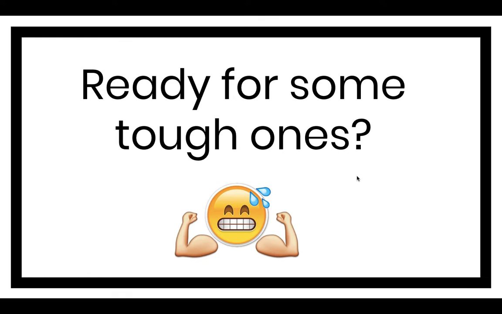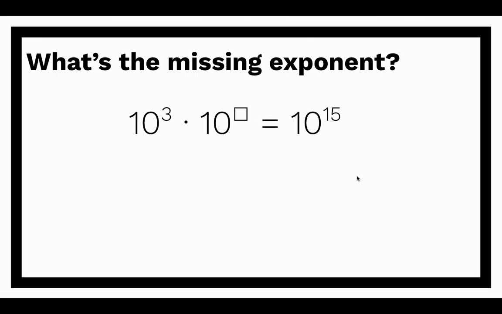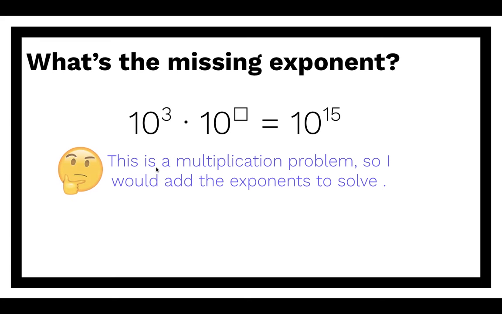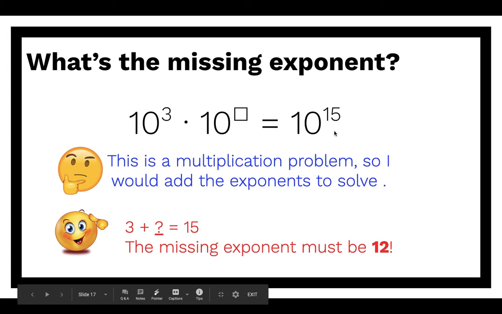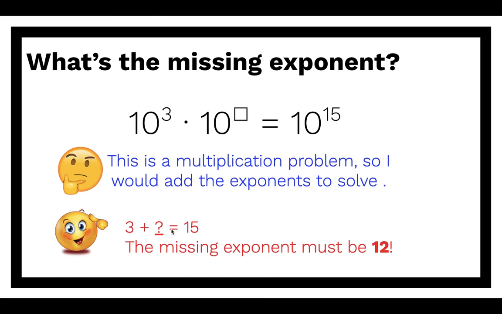All right. Here we go. Let's get some really tough ones. This time, we have to find out what the missing exponent would be. Kind of like an algebra problem. How would we do this? This is a multiplication problem, so I would have to add the exponents. We have to ask ourselves, 3 plus what number will get us to 15? Well, the missing exponent will have to be 12, because 3 plus 12 is 15.